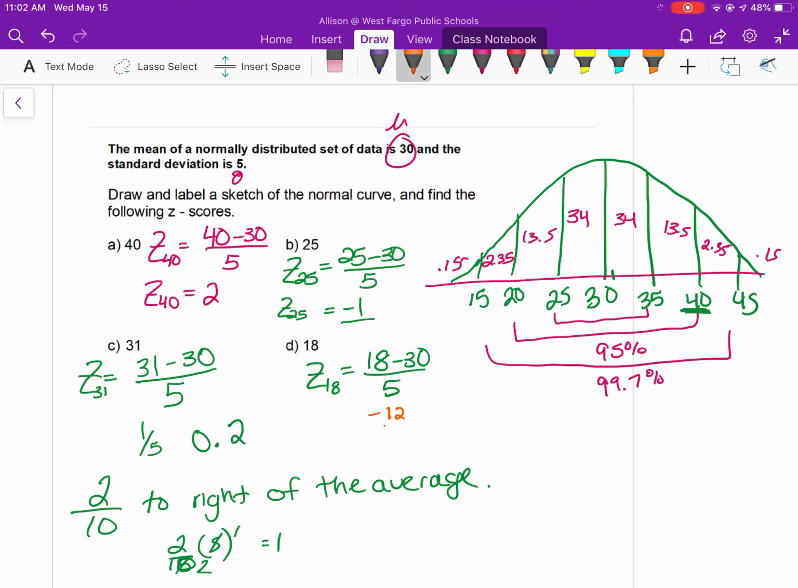So here I get negative 12 over 5, which would be negative 24 over 10. The reason I do that is because then I know it'll be negative 2.4. So I just changed it to tenths. So negative 2.4. So that tells me that 18 is to the left of the average by 2.4, so right about here. So it'd be 2 whole standard deviations and 0.4 of another standard deviation away from the average. So 18 is to the left and 2.4 away from the average of 30. So it's far below the average.